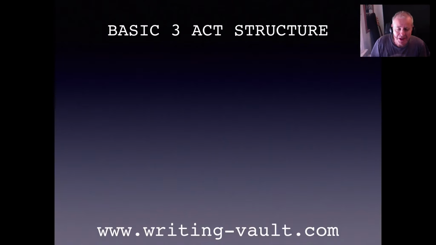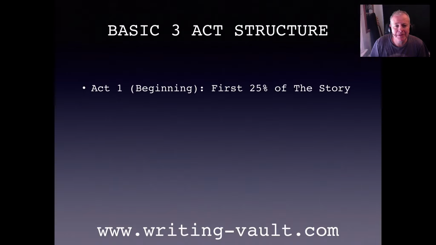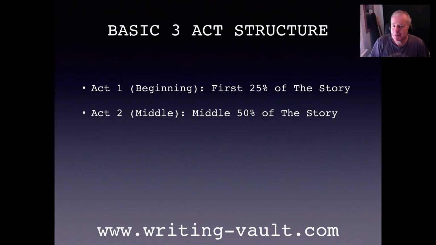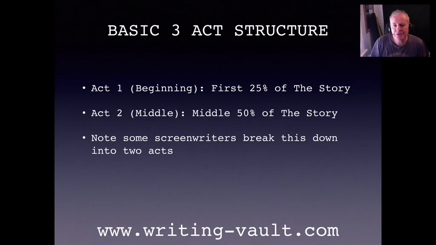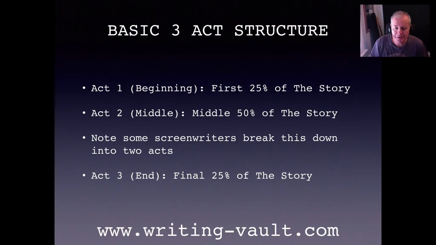Okay, so basic 3-act structure. You're probably familiar with this, but we'll just overview it anyway. Act 1 is the beginning part of the story, the first 25% or so. Act 2 is the middle, approximately the middle 50% of the story. Note that some screenwriters break this down into 2 acts, and if you've ever studied anyone like Paul Gulino, who does the 8-sequence story method, basically they have 2 sequences for Act 1, 2 sequences for the beginning of Act 2, 2 sequences for the end of Act 2, and 2 sequences for Act 3. And Act 3 is the end, the final 25% of the story.